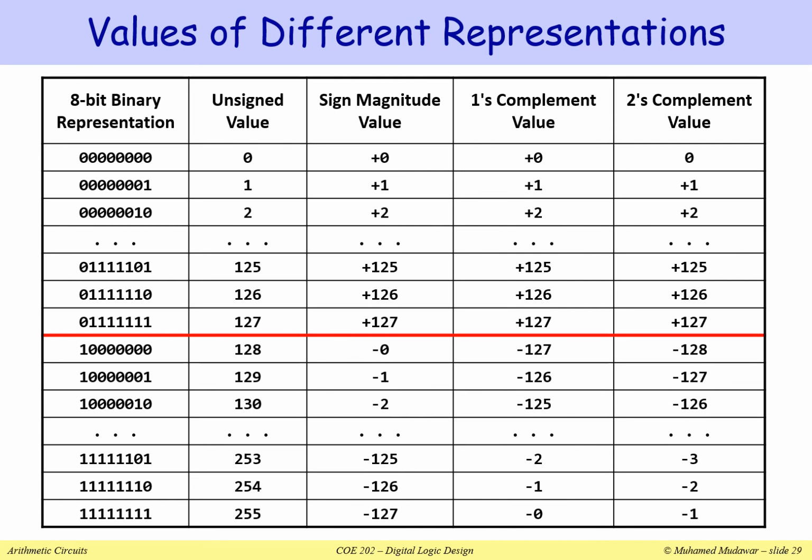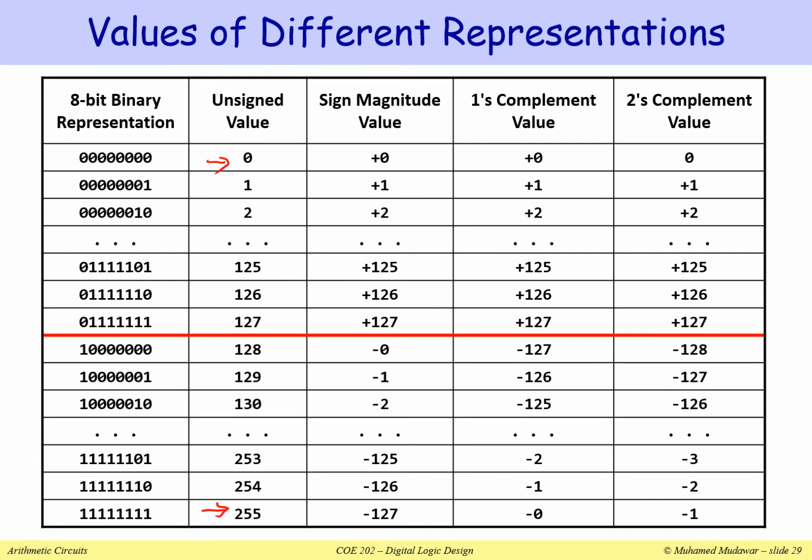Now, this slide summarizes the differences between sign magnitude, 1's complement, 2's complement, and there is a column here that shows the unsigned value. So this is for 8-bit binary numbers. You can give 4 different meanings for the 8-bit numbers. If the number is unsigned, you can go from 0 to 255. So there is no sign.